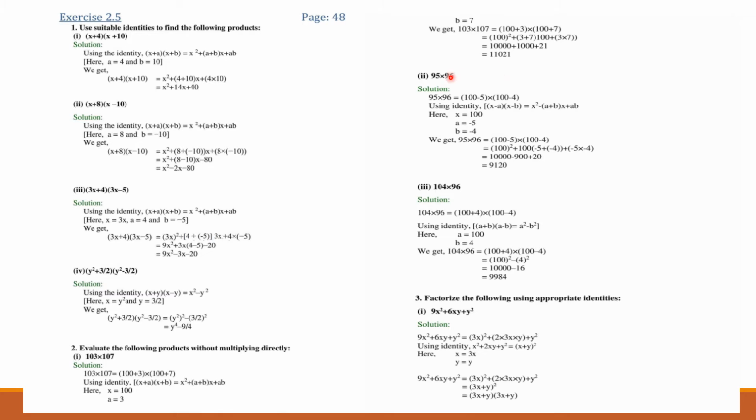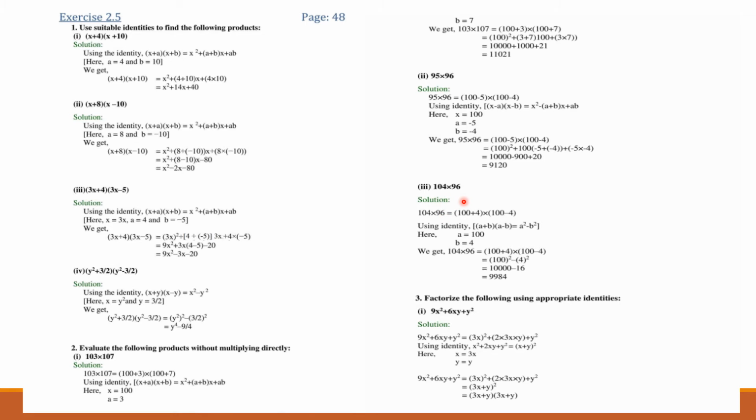Just see how we have split up the second part. Once you know how to split it up, then you can easily put the values in the identity. Just see, 95 into 96, you can write it as 100 minus 5 and 100 minus 4. You can also write it as 90 plus 5 and 90 plus 6. It's up to you.